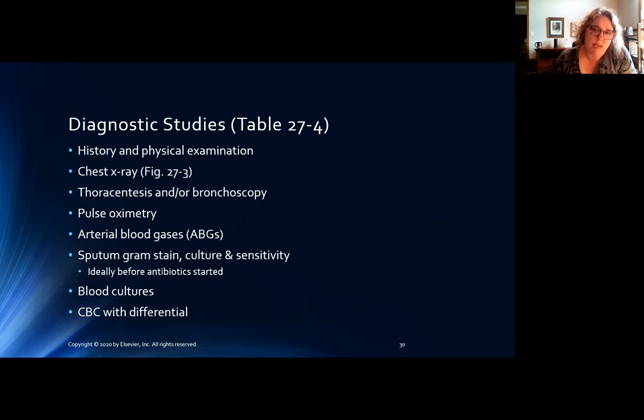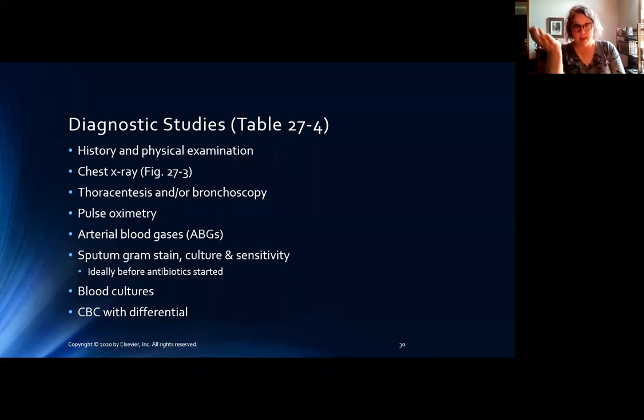Pulse oximetry is an order that we can get. ABGs are orders that we can get. Drawing an ABG is usually out of the scope of a normal RN without advanced training, just to let you know. Sputum gram stains, culture and sensitivities, ideally before those antibiotics are started, because we want to know for sure what it is that we're going after. So we'll be getting those sputum cultures before we start the antibiotics, ideally.